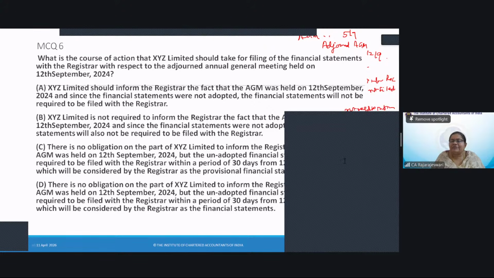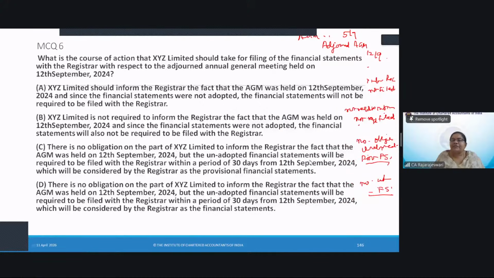Only some have given the correct answer. Then what will you do if you are adopting it in EGM and then you are filing it? At that time only it is a proper financial statement. It is an adopted one, consideration of accounts.